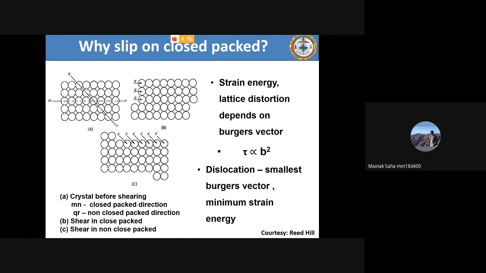Based on this, we can say that dislocations with the smallest Burgers vector have the minimum strain energy. Where b is minimum, the strain energy is also minimum for a particular dislocation. There are many types of dislocations in a material, and I'm not going to go into details of all of them. You can read through this book, and I will also upload this material once the class is over.